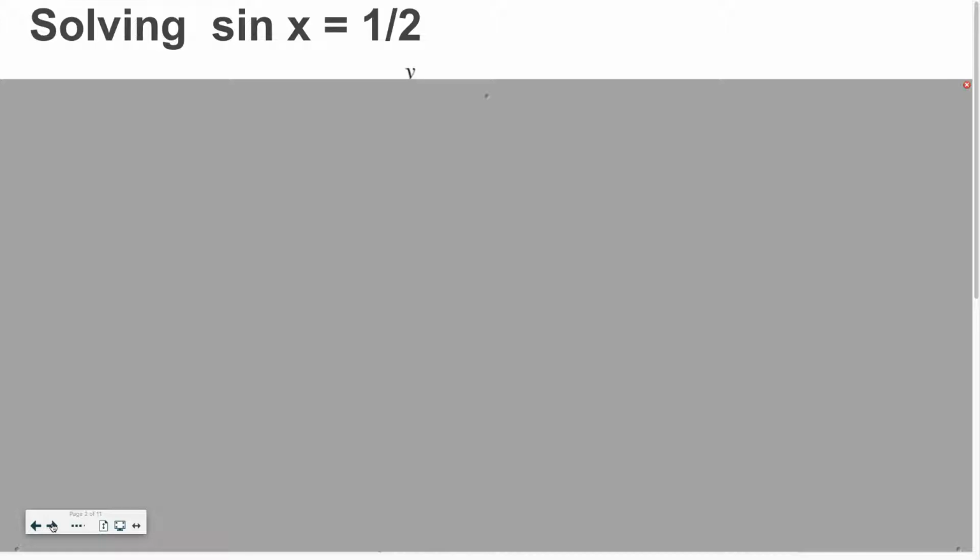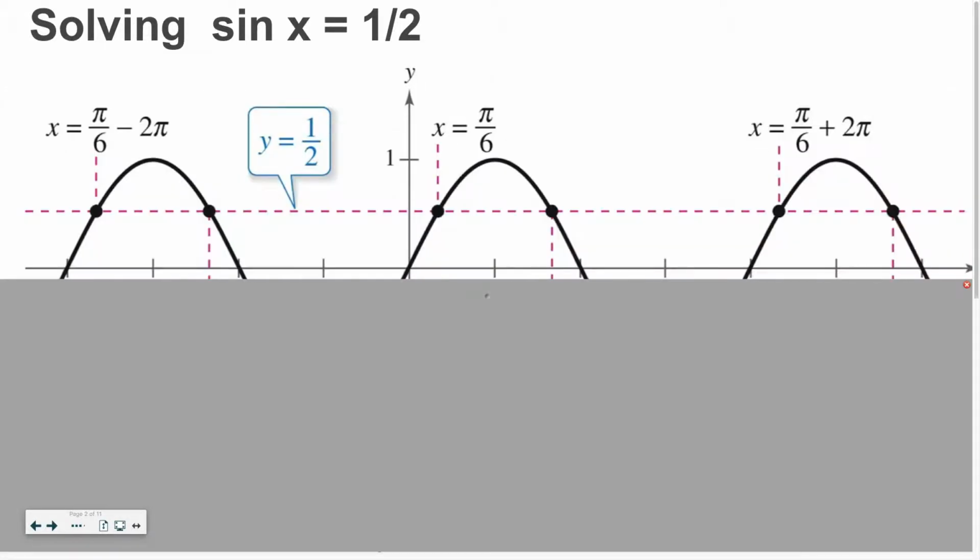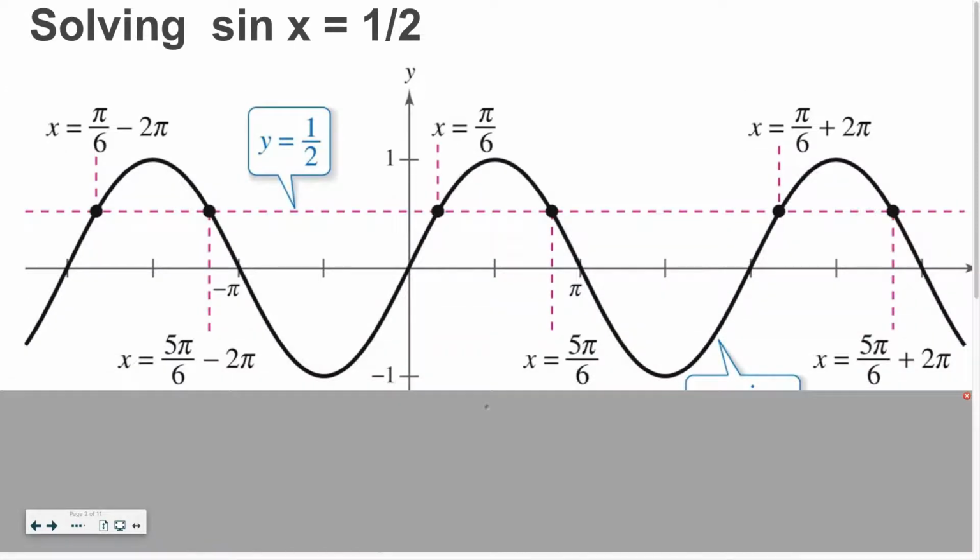Anywhere else? 5 pi over 6. Monique has kind of an inflection in her voice. Maybe she's not sure. Well, is she right or not? Yeah. Okay. So at pi over 6 and at 5 pi over 6, are those the only places? Yes. Are those the only places?